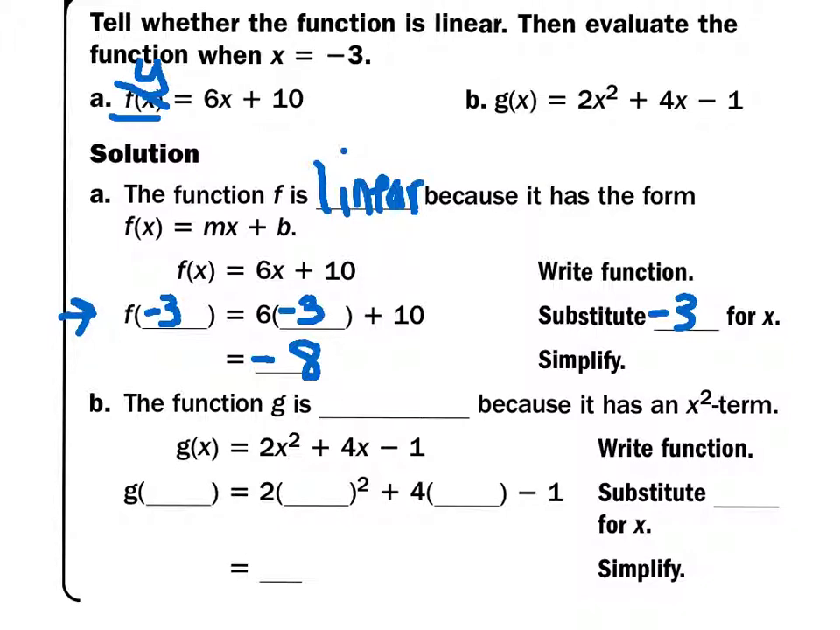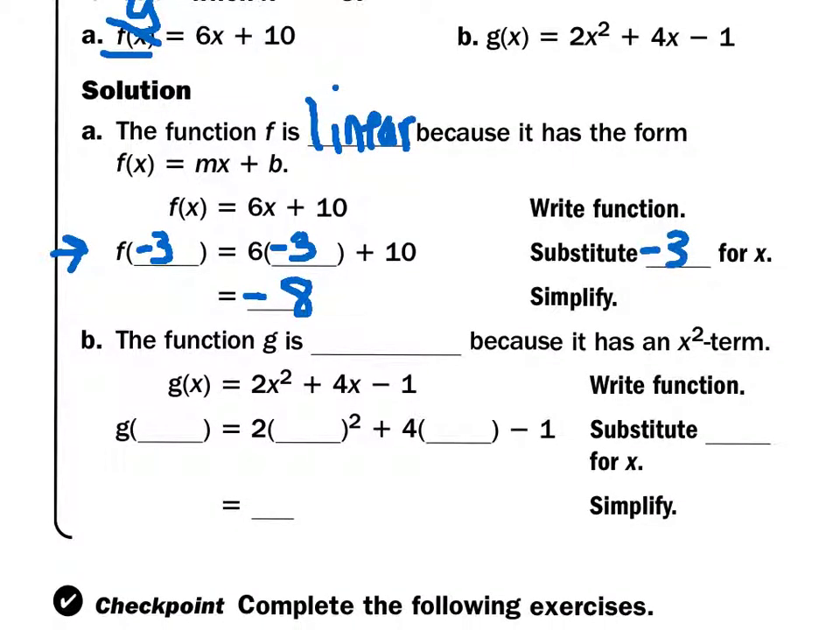All right, on B. Is B linear? No. Because it doesn't have mx plus b form. It has an x squared up there. We'll graph these later. These are quadratic functions. But it is not a linear function. Is it still a function? Yes, but it's not linear.